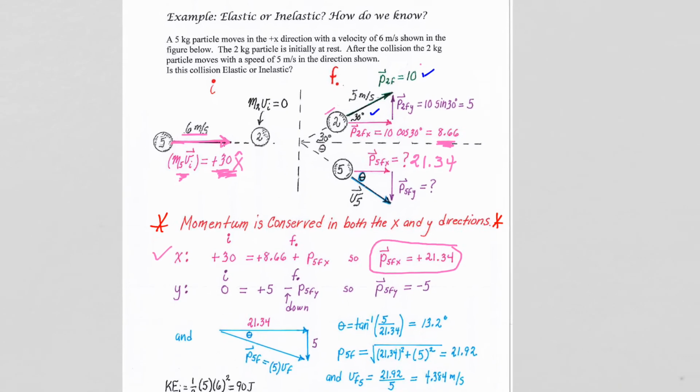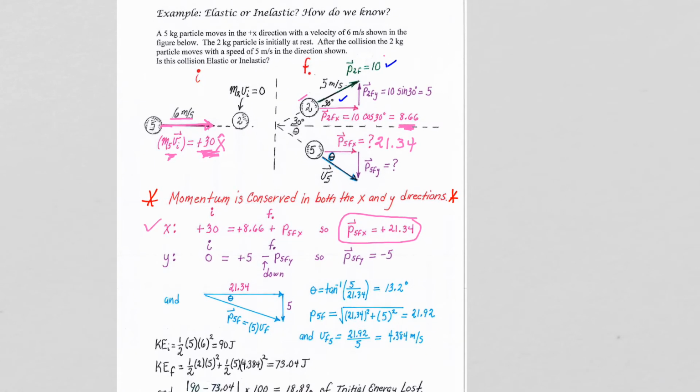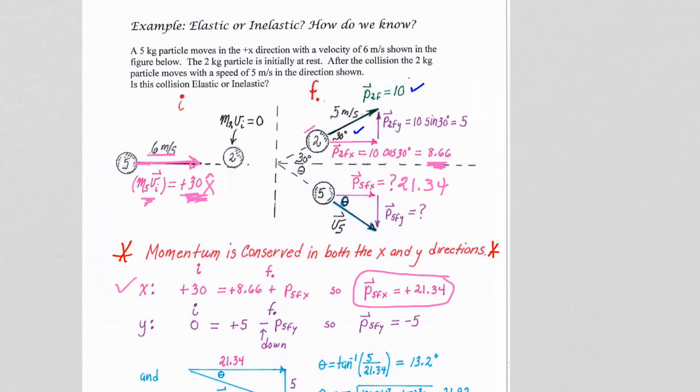And in the y direction, we had no initial momentum. So that means we better have no momentum final in the y direction for momentum to be conserved. When we do our 10 sine 30 here, we get 5, so we have 5 momentum units up, which means we better have 5 momentum units down to give us no final momentum because we had no initial momentum. Well, now the problem is really solved.